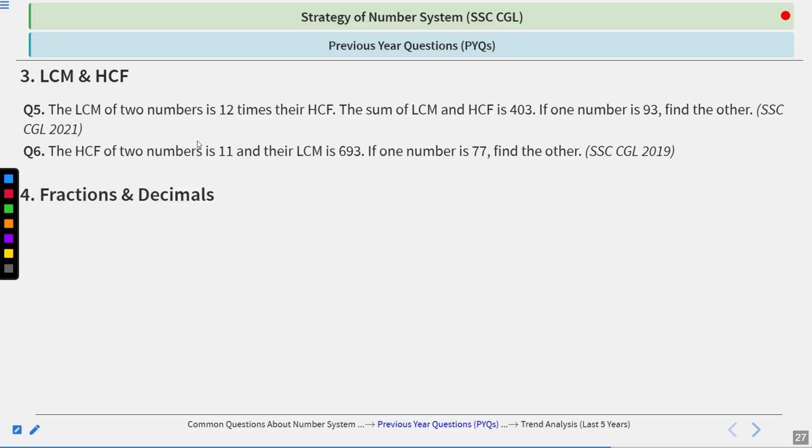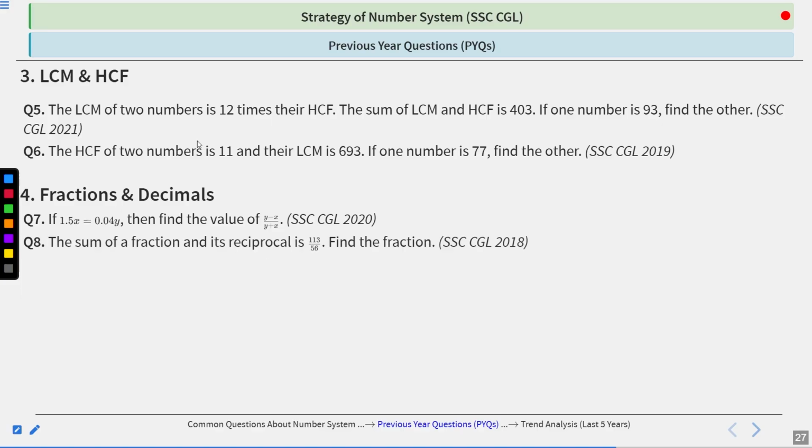Now next one is fraction and decimal. If 1.5x equals 0.04y, then find the value of (y minus x) upon (y plus x). And this question was asked in SSC CGL 2020. In the same way, the sum of a fraction and its reciprocal is 113 by 56. Find the fraction. And this question was also asked in the SSC CGL exam in 2018, which are based on fractions and decimals.